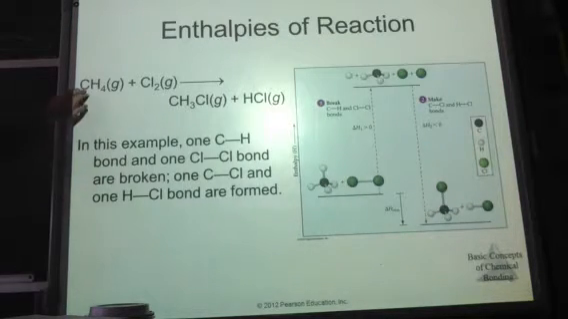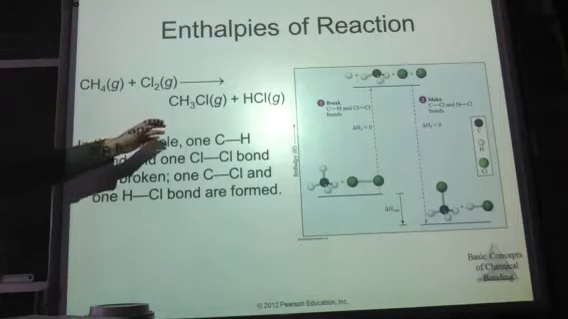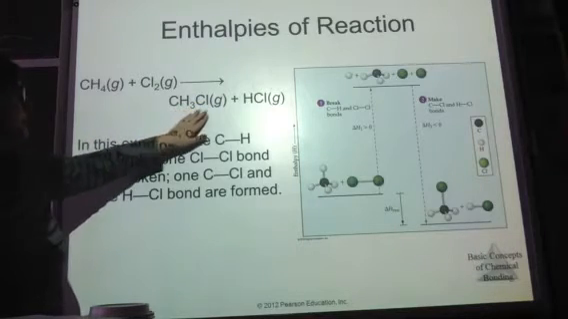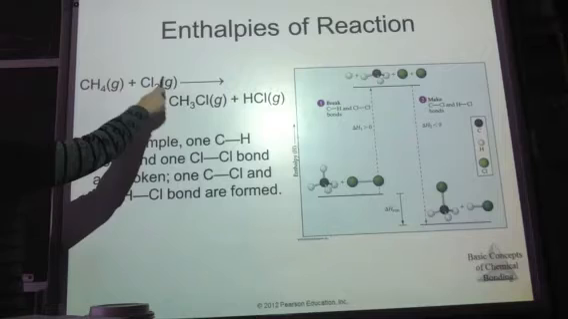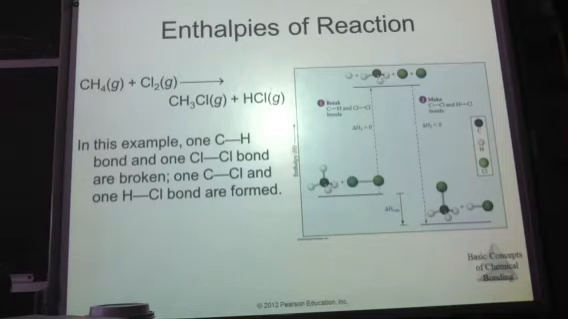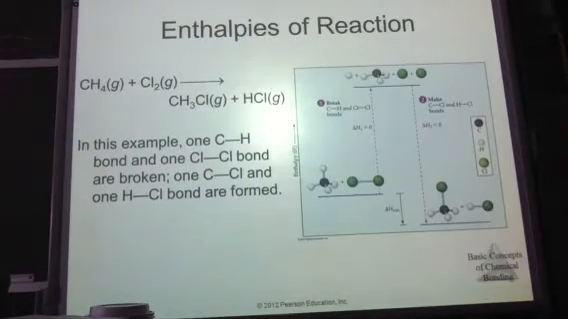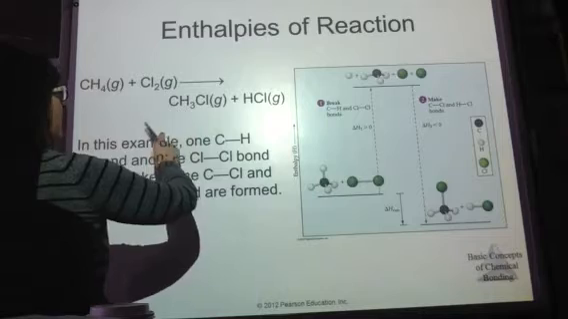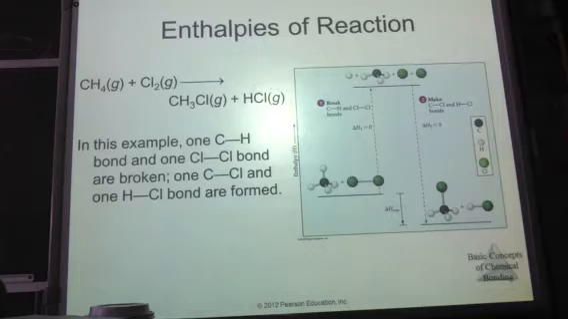Maybe, for example, we have methane, CH4, plus Cl2, diatomic chlorine, and that's going to make chloromethane, CH3Cl, plus hydrochloric acid, HCl. In this problem, we have carbon-hydrogen bonds being broken, and a chlorine-chlorine bond being broken here. I am forming a hydrogen-chlorine bond here. I'm also forming a carbon-hydrogen bond over here, and a carbon-chlorine bond.